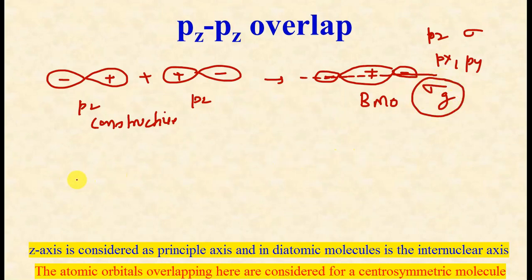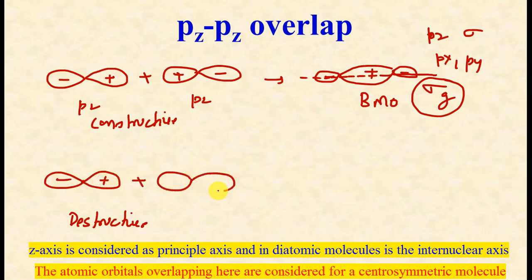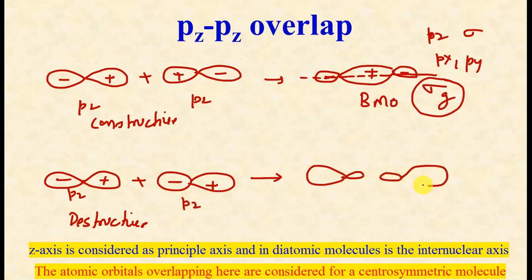As far as the destructive overlap is concerned, what will happen? Positive, negative, negative, positive. This is a pz orbital, and this is also a pz orbital. Now the destructive overlap will result in the formation of lobes like this: plus, minus, plus, minus. If we pass a line through that center of symmetry, we will get different types of distributions. So this is represented as sigma u.